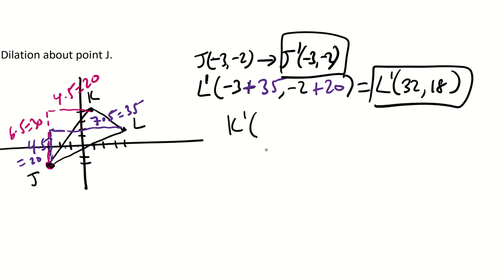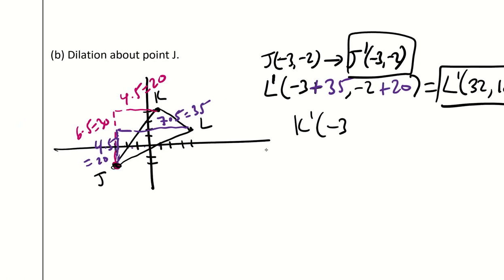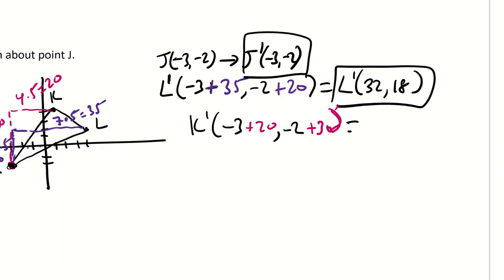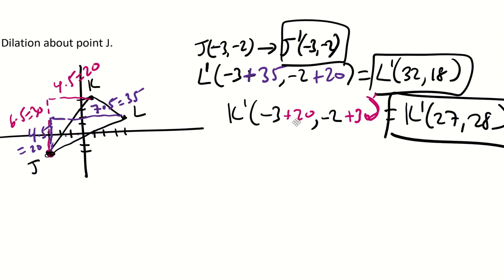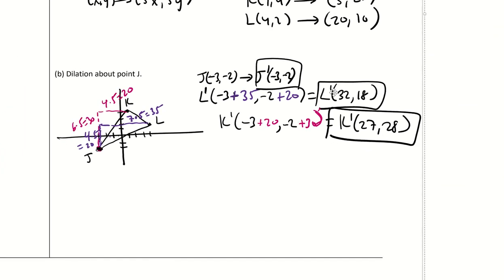And then K, you're going to take the J coordinates, -3 and -2, and you're going to add 20 to the X coordinate because you got to go to the right 20 because of that little stretch factor. And then the Y coordinate of J was -2, and we got to add 30 to it because we got to go 30 up because of the stretch factor of 5. Okay. So in that case, K prime is 27 and it's 28. All right, and those are your new coordinates. And if you were to draw them, you can see it'd be really big. It'd be stretched by times from J.